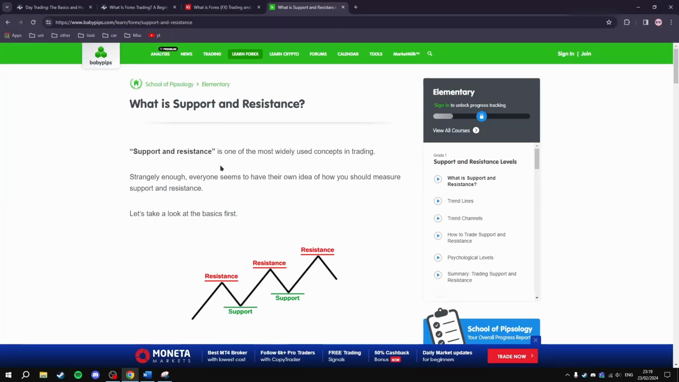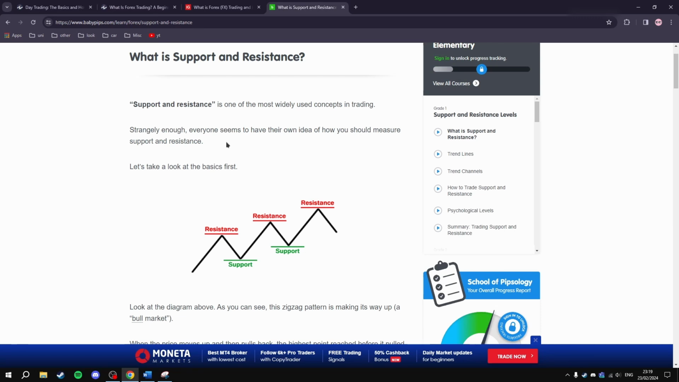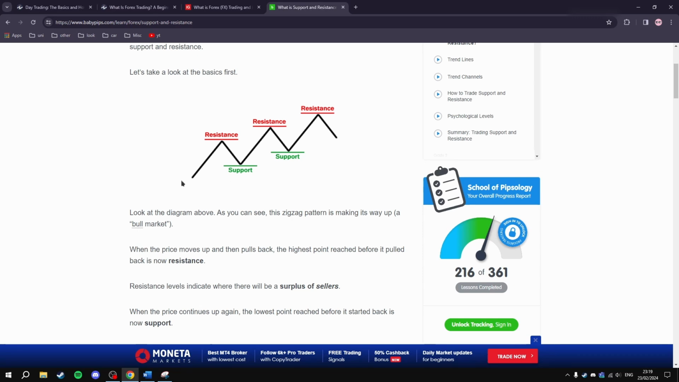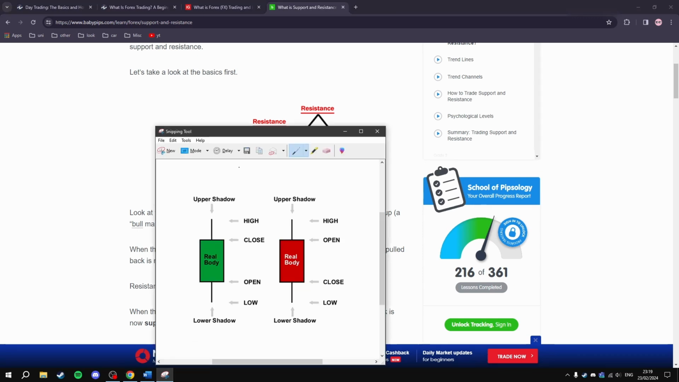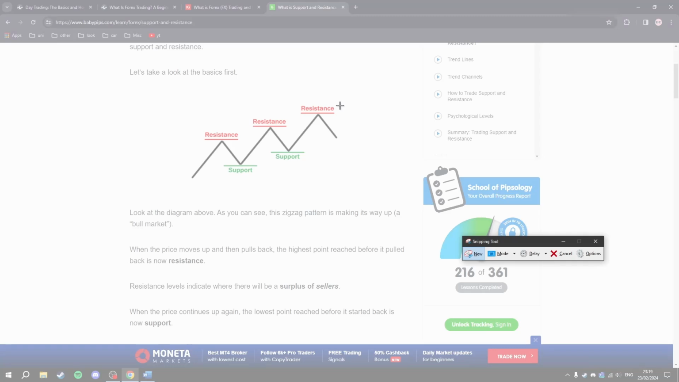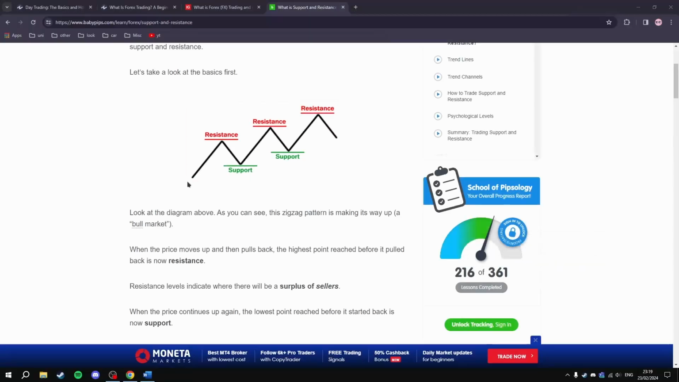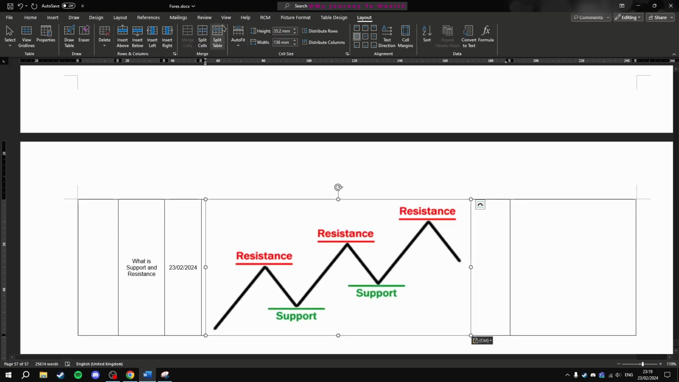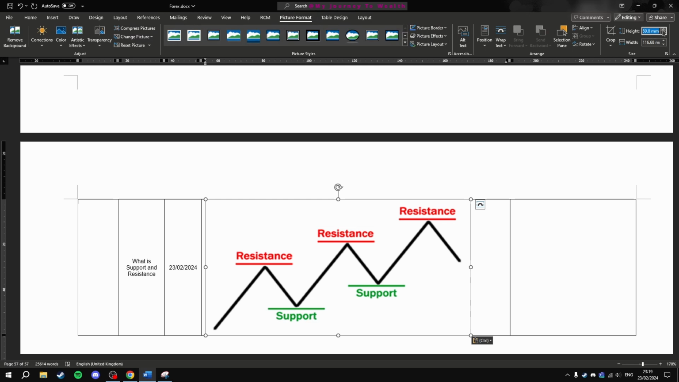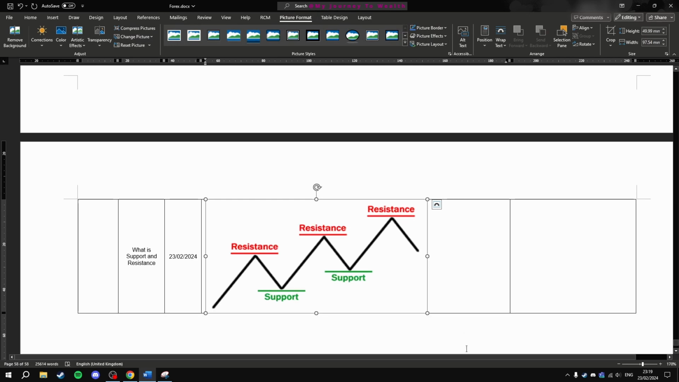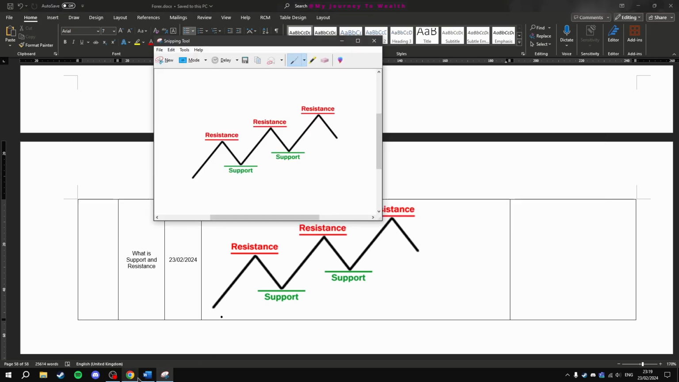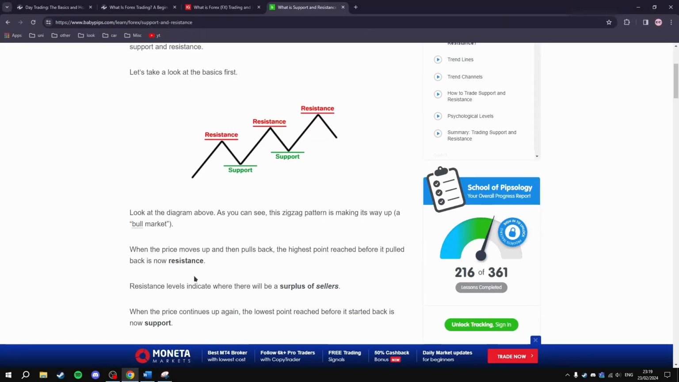Support and resistance is one of the most widely used concepts in trading. Strangely enough, everyone seems to have their own idea of how you should measure support and resistance. Let's take a look at the basics first. Resistance, support. Look at the diagram above. As you can see, this pattern is making its way up, a bull market.